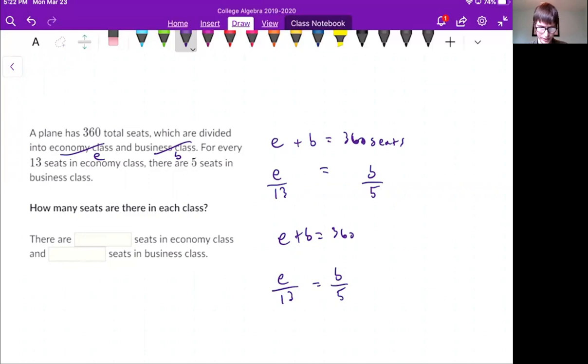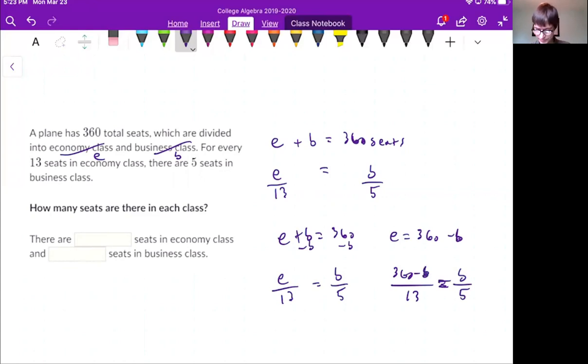Let's try to solve for one of the variables in the first equation. E plus B equals 360. So if we subtract B from both sides, we get E equals 360 minus B. So that's what E is, 360 minus B. Let's plug that into the second equation: 360 minus B, divided by 13, equals B divided by 5. All right, and let's see if we can solve for B.